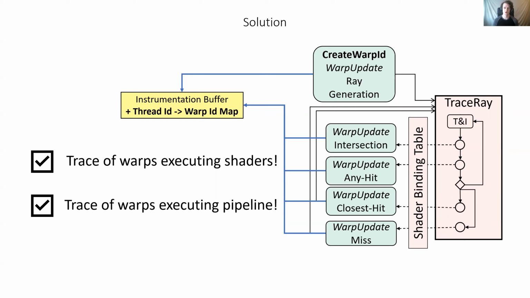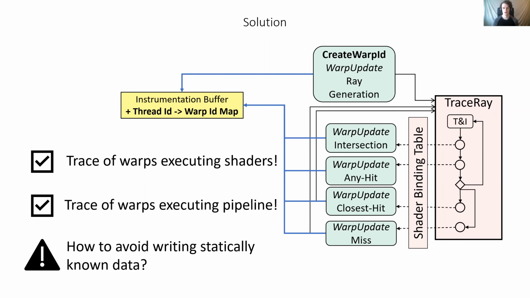So this is sufficient data to construct a mapping from the thread ID to the warp ID. And then thereafter, in every warp update call, we include the thread ID, and that lets us figure out exactly how warps went from executing one shader to another. So now we have a trace of warps executing the entire pipeline, in addition to the trace of warps executing all the shaders. So this is actually enough for a complete view of the execution of the ray tracing pipeline.